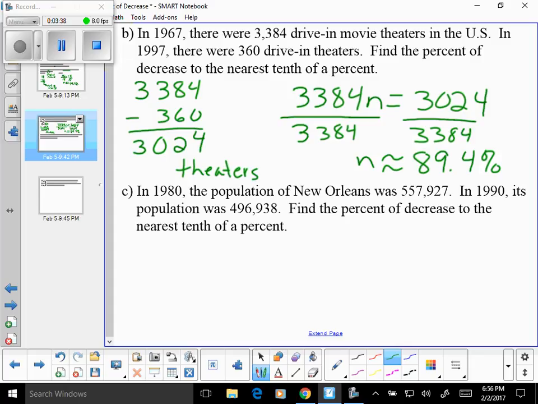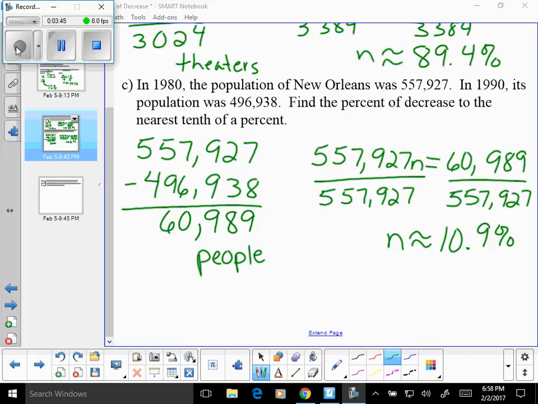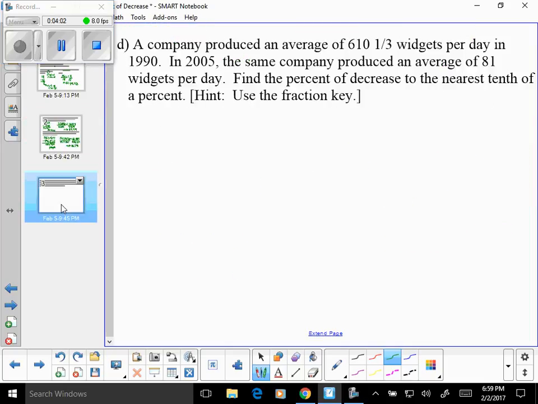At this point, you hit pause and you do example C. How did you do, 8th graders? Did you get it right? Did you remember to put a label after the 60,989? Did you remember the percent label? Go on to example B. Again, this time you hit pause and do the problem.